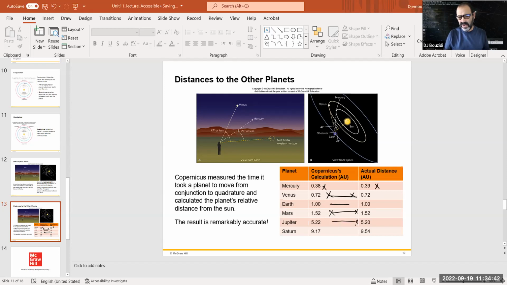Now he starts to deviate when you go into, for example, Jupiter. Instead of a distance of 5.2, which we know today is the distance from the sun to Jupiter, he came up with an estimate of 5.22, okay, which is slightly off, not that much really. And then it was way off actually for Saturn. Those are the objects that were known then at this time for how far they are, at least the planets that were known then, okay? He didn't know about Uranus and Neptune. Okay, so those were discovered later.